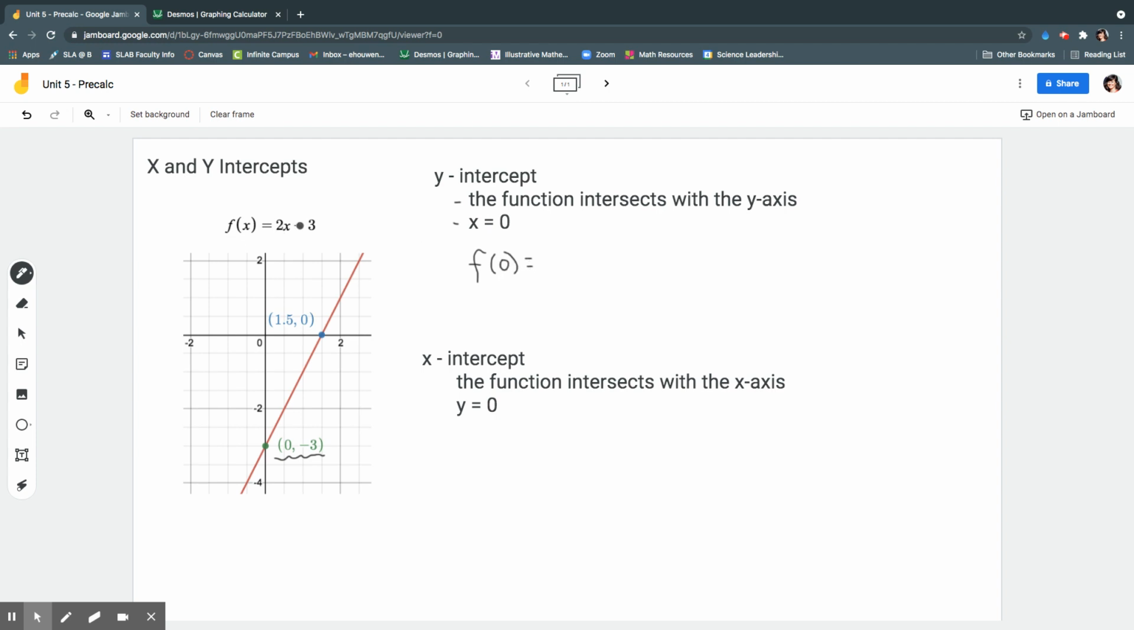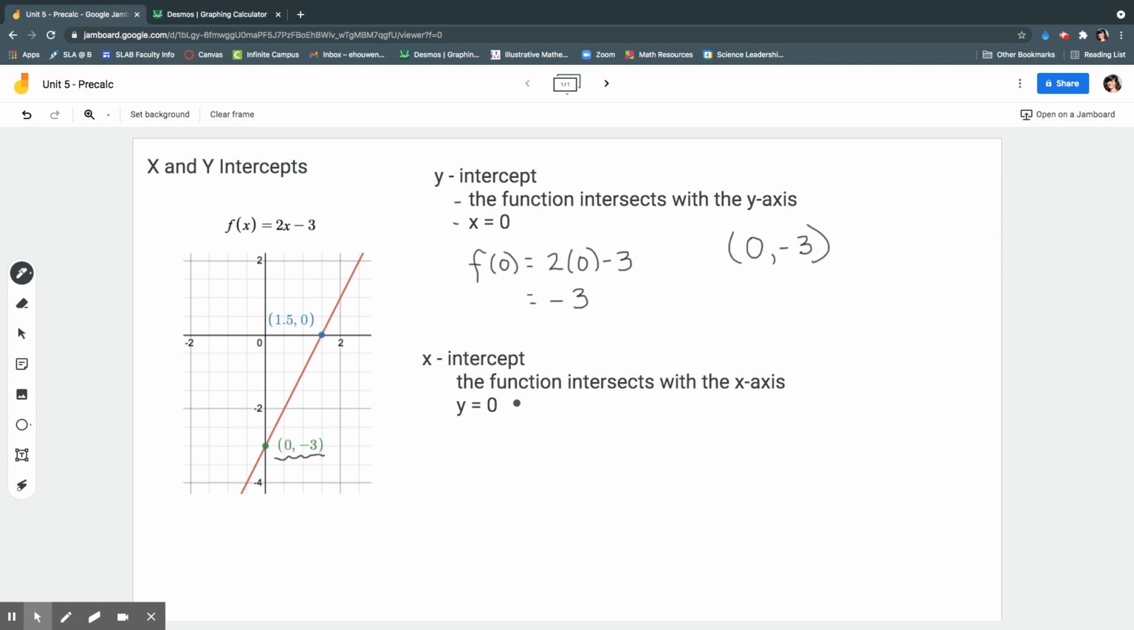And this works even if your function is written as y equals. So you replace all the x's with 0. 2 times 0 is 0. 0 minus 3 is -3. So when x is 0, so that's the x coordinate, then y is -3. So that's the y-intercept.